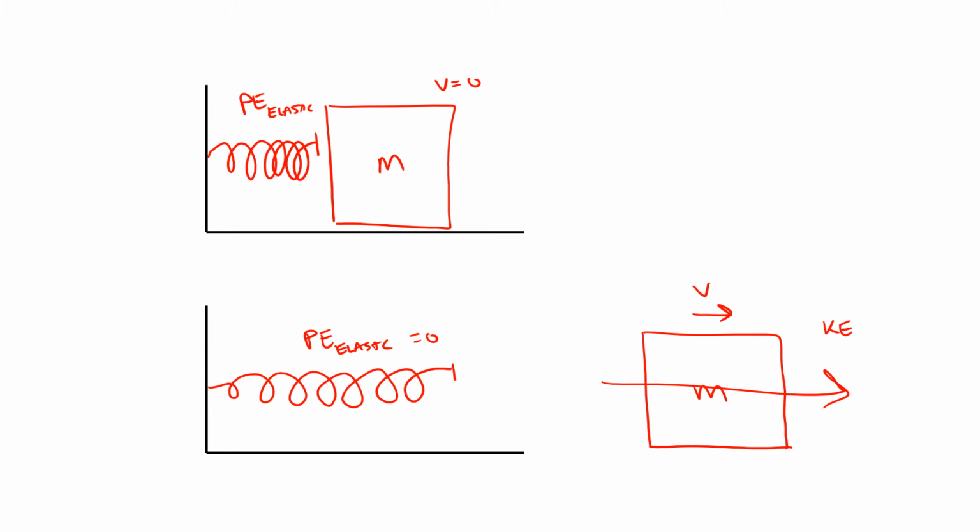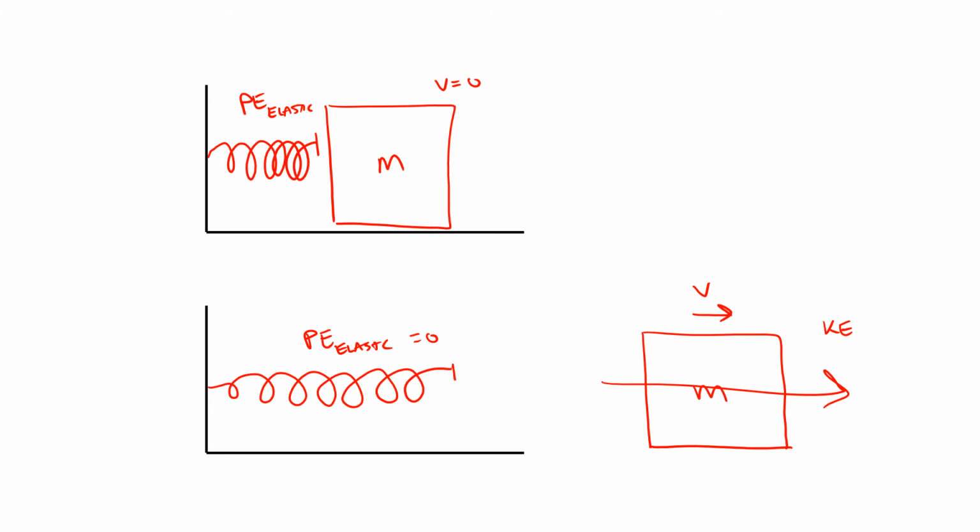And so a lot of problems can come from, this block comes moving in and then it compresses a spring by a certain amount. How fast was it moving? Or what kind of properties does the spring have? Things like that. And it's just by transferring energy from one object to the other. So, a lot of neat things that we can do.